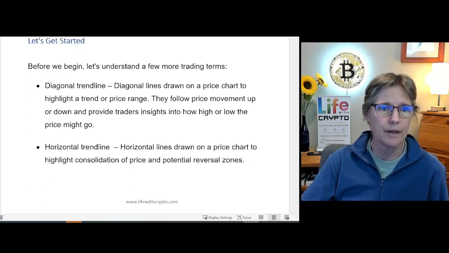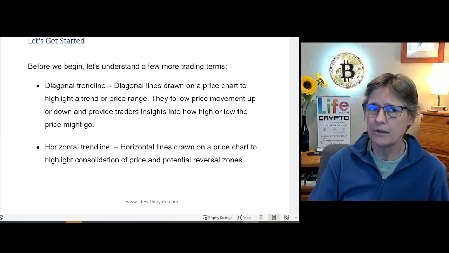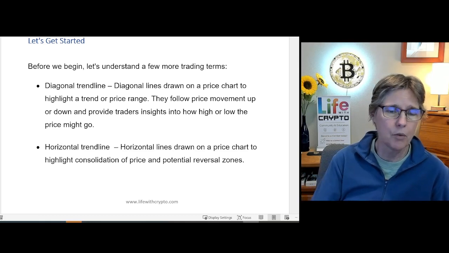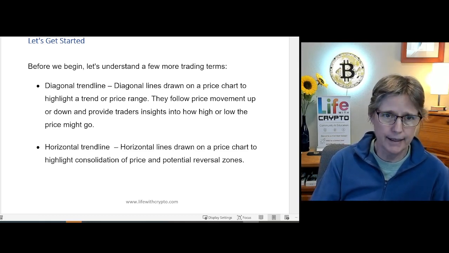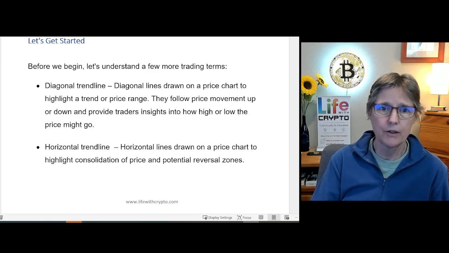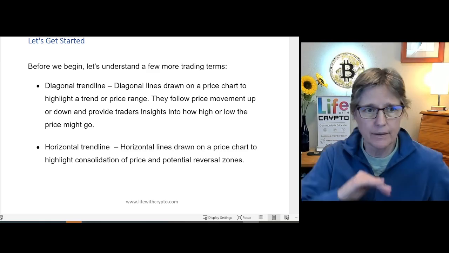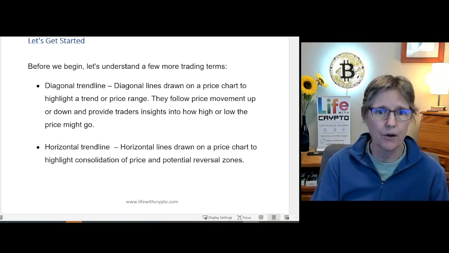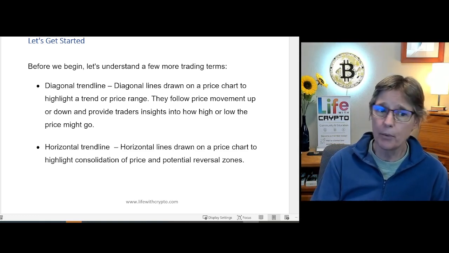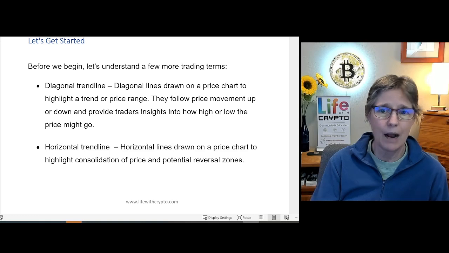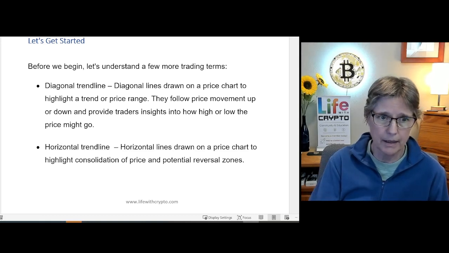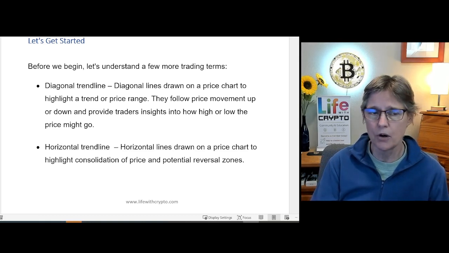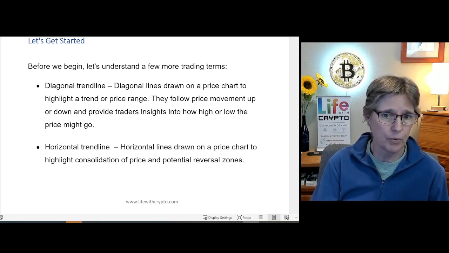So let's get started. Before we begin, let's understand a few more trading terms. They will help us in what we're going to go over here in just a moment. What is a diagonal trend line? Diagonal trend lines are lines drawn on a price chart diagonally to highlight a trend or price range. They follow price movement up or down and provide traders insights into how high or how low a price might go.